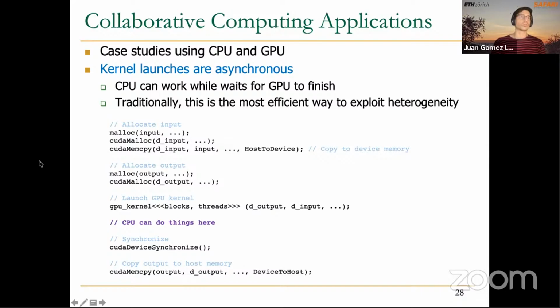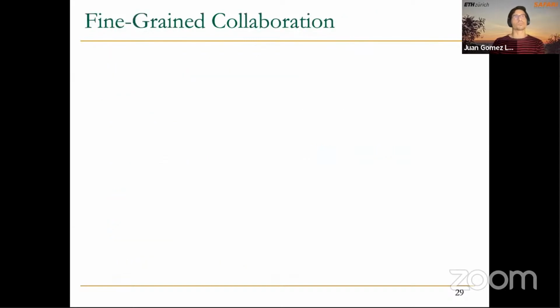Or also we don't want to have a very long GPU kernel and have the CPU computing something very small, maybe a couple of operations, and then just stopping here and waiting for the GPU kernel to finish. So in the end, tuning this way of implementing collaborative computing applications is pretty challenging.